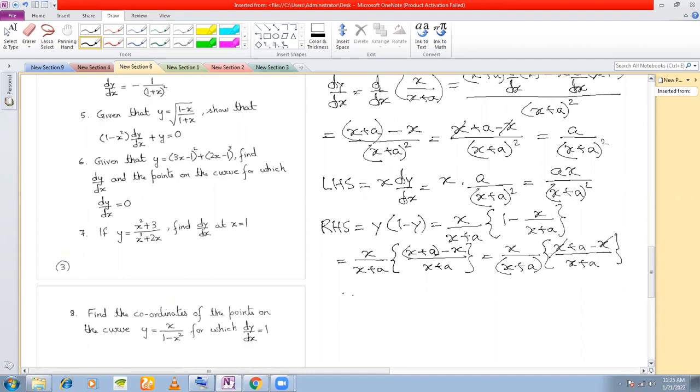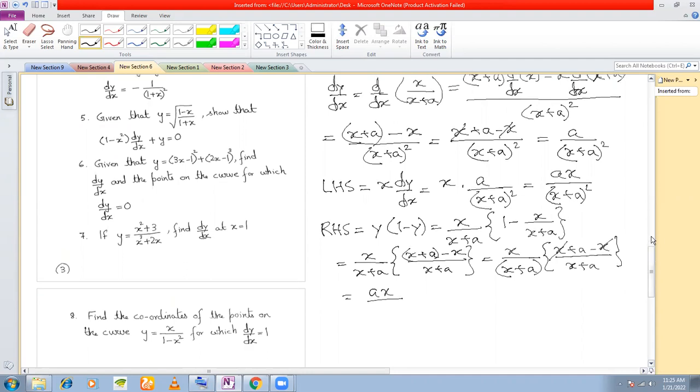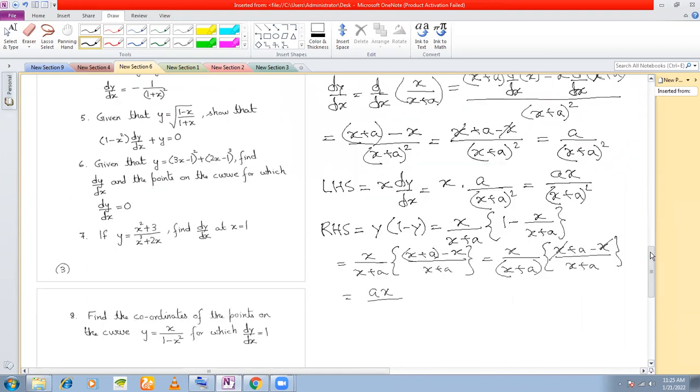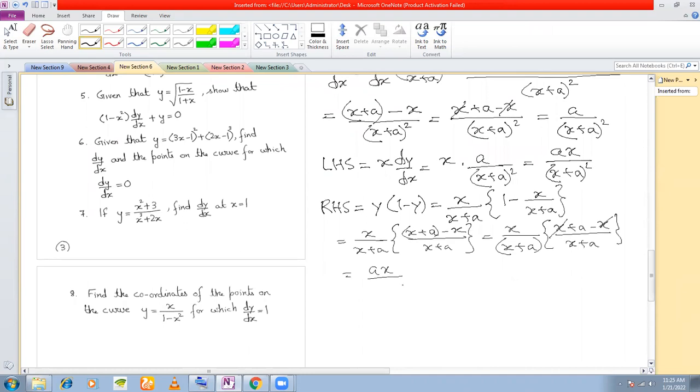So you get ax by, we're getting (x + a) whole square, isn't it? Let's see, y into (1 - y). Okay. There are two (x + a). So ax by (x + a) whole square, because these two multiplied will give a square. So what you see here is left hand side is equal to right hand side, and it's proved.